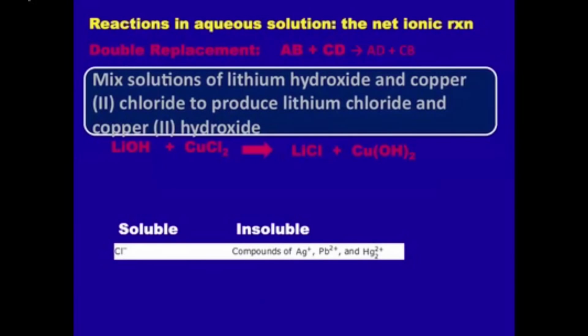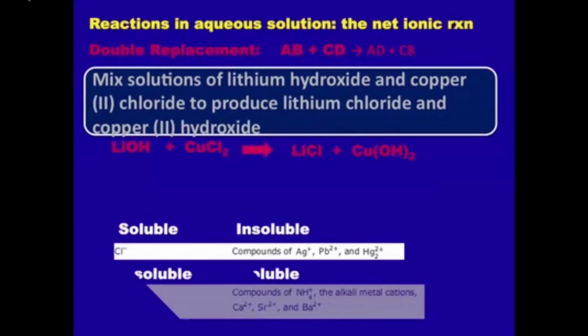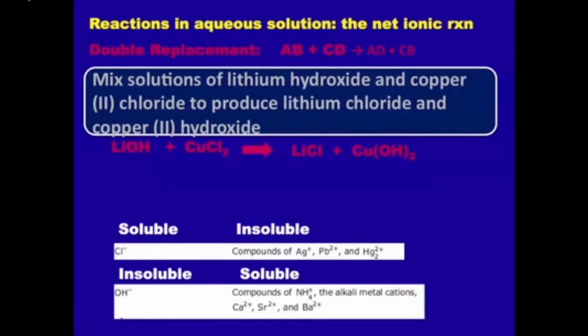I'm taking little pieces from that chart I showed you a minute ago. With chlorine, it is soluble unless it's combined with silver, lead, or mercury. The other one we're looking at is hydroxide. It is insoluble unless it's combined with ammonia, the alkali metal cations, calcium, strontium, or barium. So if I look at this again, LiOH, that's an OH, but lithium is an alkali metal, so that is going to be ionic and it's going to be soluble.